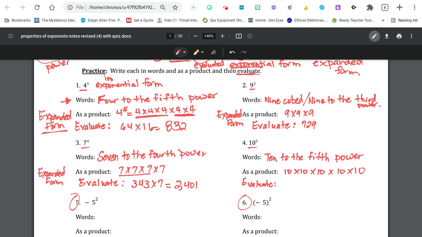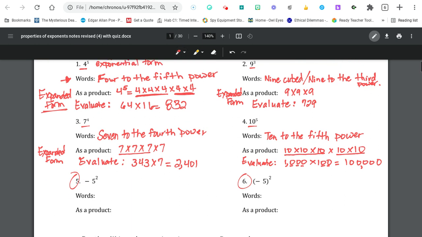And then I'm going to evaluate. I'm going to look at this as 10 to the third power, 10 cubed, which is 1,000. And then 10 squared is 100. That's 1, 2, 3, 4, 5 zeros. So 100,000.